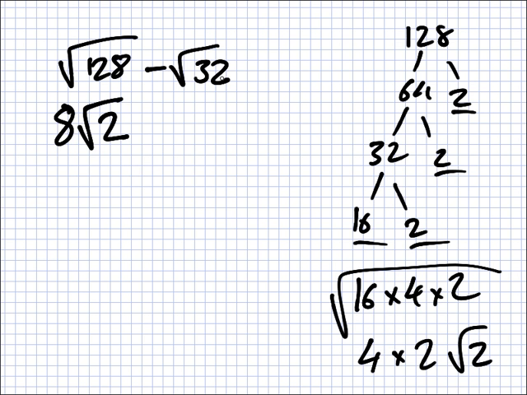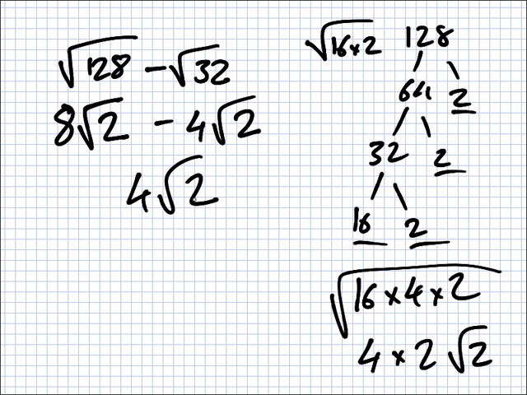Okay. Root 32, well 32 is 16 by 2. So this one would be root of 2. 4 root 2. So what will this be? 4 root 2. Yeah? You should be able to double check this on your calculator if you need to, but of course in the exam they'll want to see the steps.